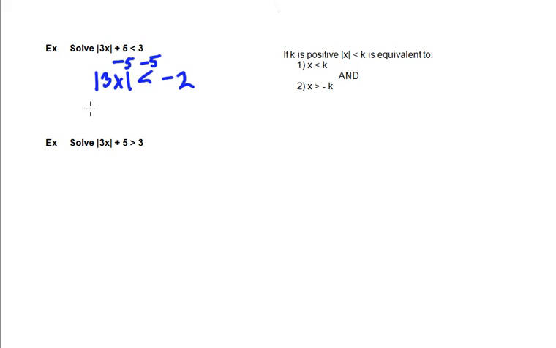Now that we've got our absolute value expression, absolute value of 3x, isolated, we can go back to the properties of absolute value inequalities. And this property says, if k is positive, then absolute value of x less than k is equivalent to x is less than k and x is greater than a negative k. But there's a very important condition here, and it says, if k is positive. And if we look at k, the constant, it's what's on the right-hand side of this inequality.